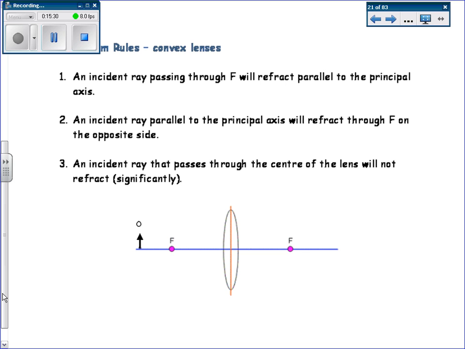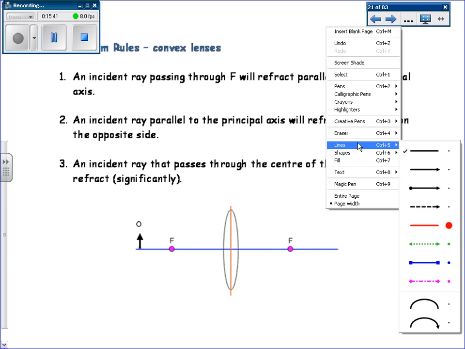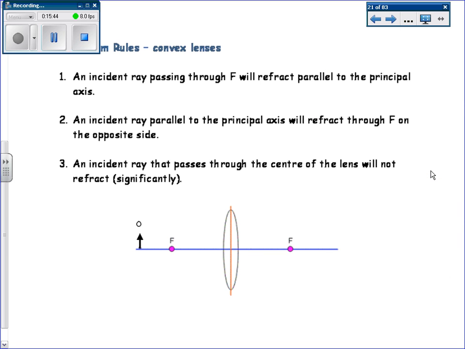Okay, so the 3 rules here are: an incident ray passing through the focal point will refract parallel to the principal axis. So what that means is if I take a ray, I'm going to take an arrow, and I'm going to start at my object, and I'm going to draw it through the focal point, and it's going to hit the lens, and you stop when it hits that optical center. So this is passing through the focal point, and all the incident rays always start from the tip of the object. So it starts at the tip of the object, goes through the focal point, hits the optical center of the lens, and then it's going to refract parallel to the principal axis.